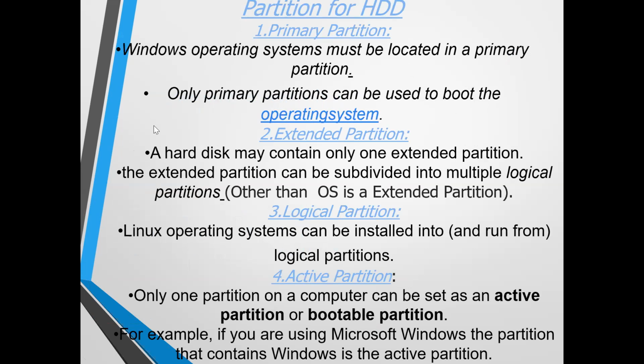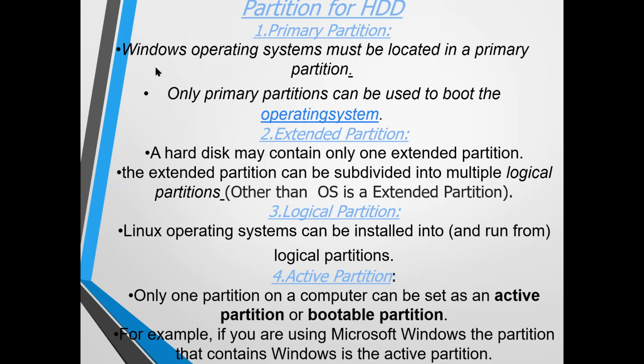Partitioning of hard disk drives. We have them partitioned in 4 bits. The first partition is always for the operating system. Whether they call it C or whatever you want to call it, it's the very first part that will contain our operating system, which must be located in the primary location of your drive. Only primary partitions can be used to boot the operating system. Otherwise, your hard drive will not be able to get started.